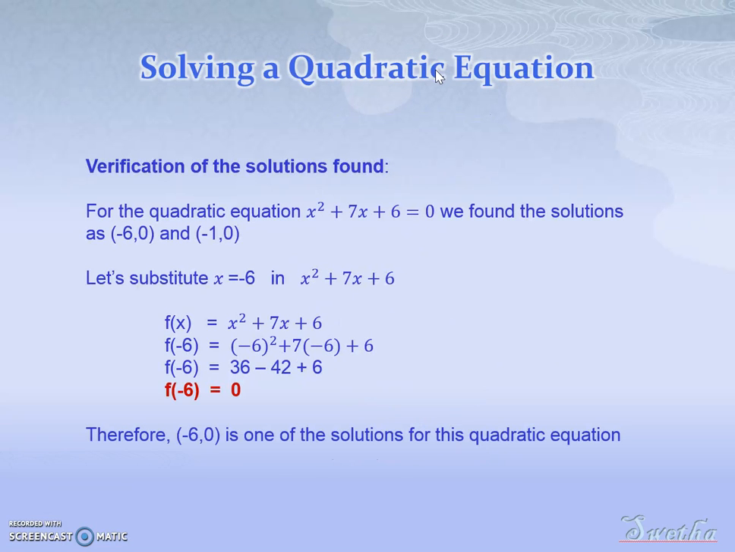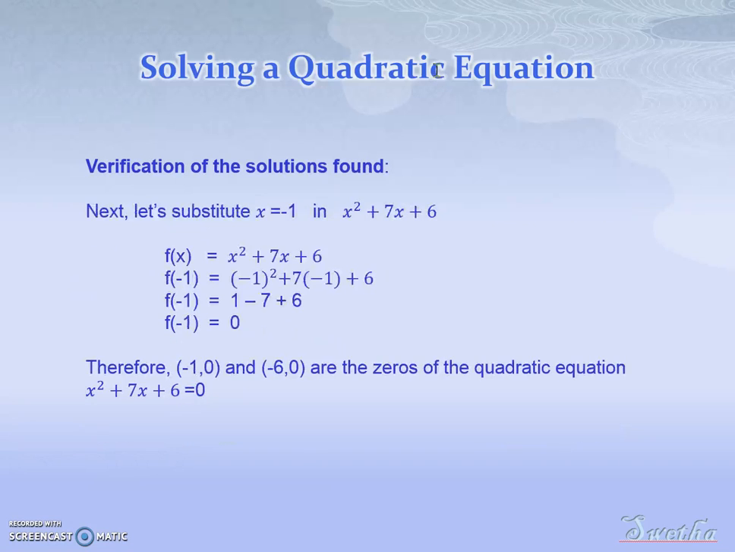To verify the solutions that we found from using the quadratic formula, we can plug in the x values that we got and substitute them for the x values in the equation. So when we substitute negative 6, we get negative 6 squared plus 7 times negative 6 plus 6, which gets us 36 minus 42 plus 6, which gets us 0. Therefore, negative 6, 0 is one of the solutions for this quadratic equation.